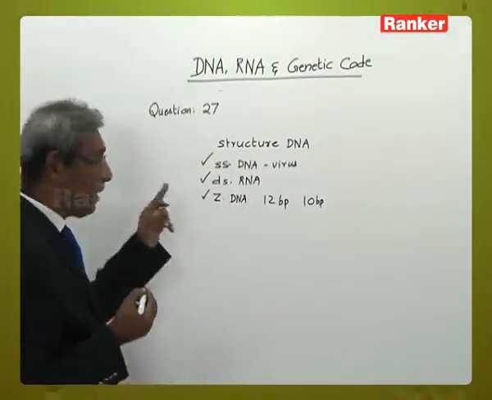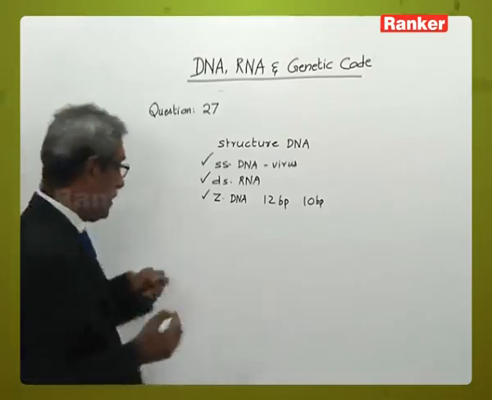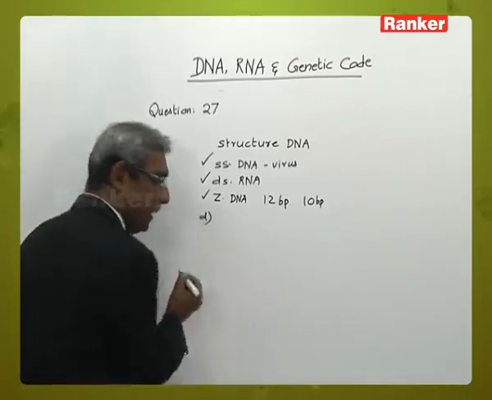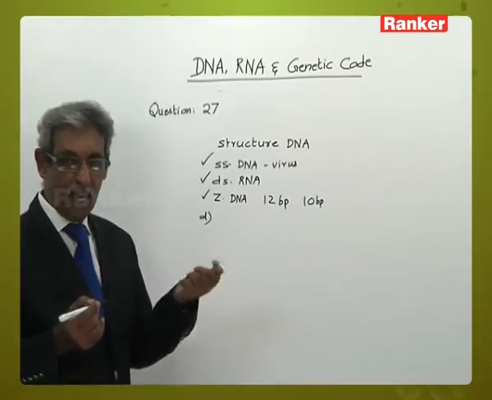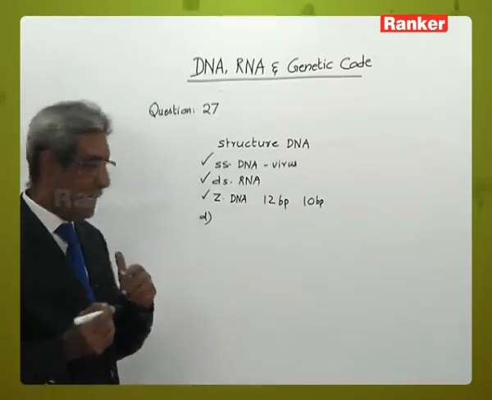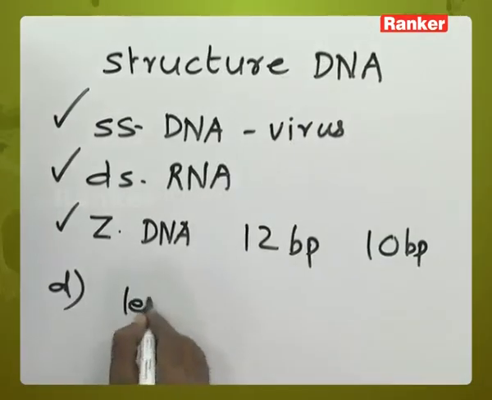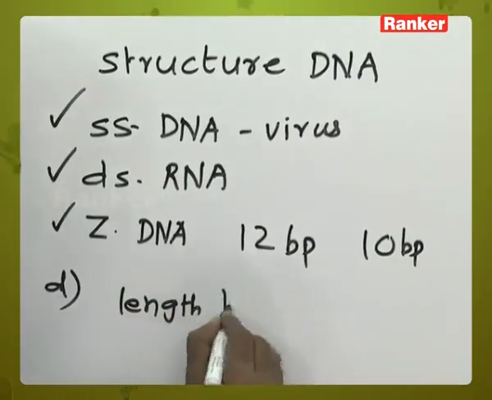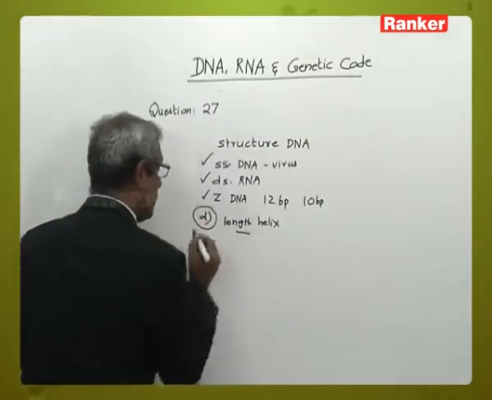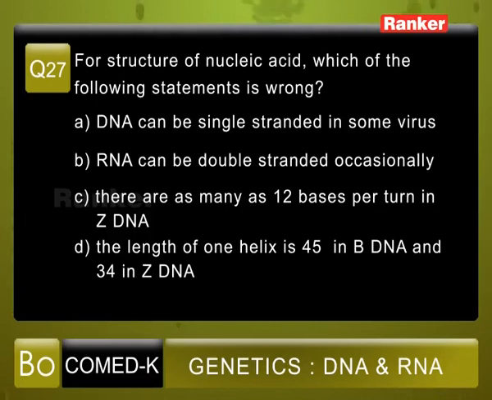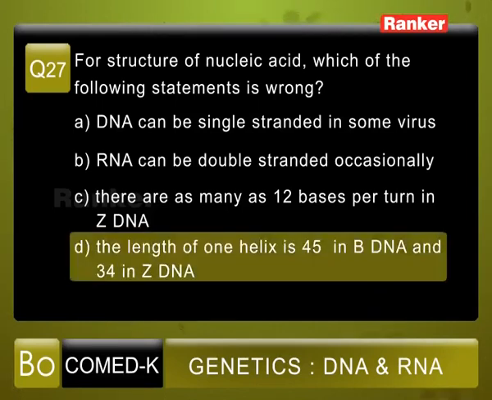Whereas choice D says the length of one helix is 45 in B DNA and 34 in Z DNA. So it talks about the length of the helix. Now the length of the helix is always constant. Hence D is a wrong statement. Hence the correct answer is D.